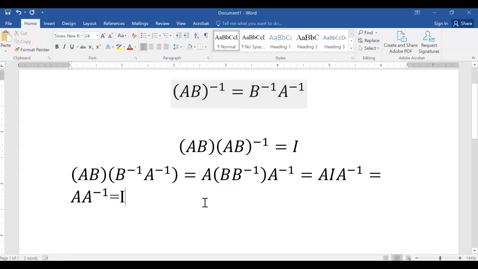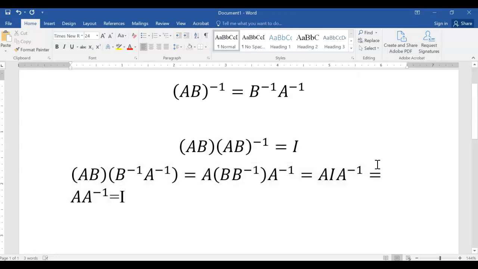Now, why this is called the socks and shoes property is because we think of A and B being two functions, or two processes. If you think about putting on your socks, we'll call that A, and then putting on your shoes, we'll call that B. If you want to undo that, you're going to have to take off your shoes first and then take off your socks. So putting them on is like multiplying by A and then multiplying by B. Taking them off is like multiplying by the inverse of B and the inverse of A. So again, if I put on my socks first, then my shoes, in order to undo that process, I have to take off my shoes first and then take off my socks. So that's where it comes from, the socks and shoes property.